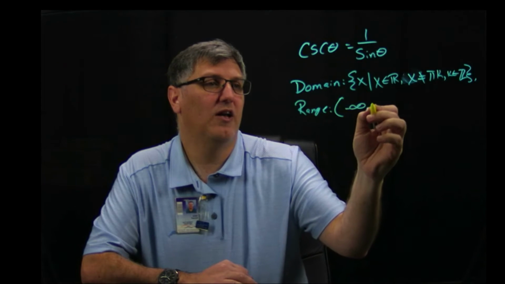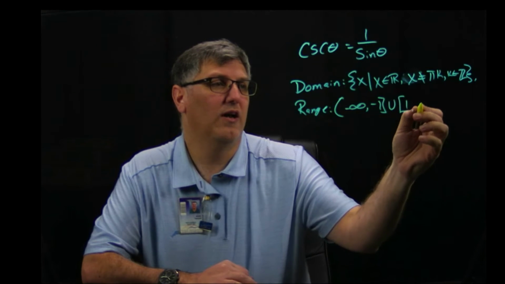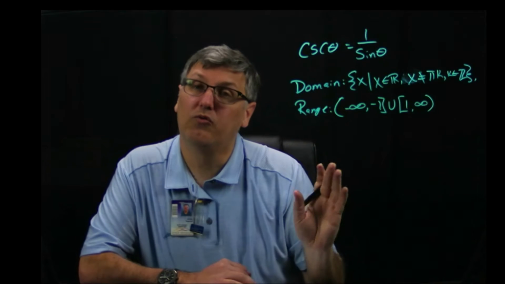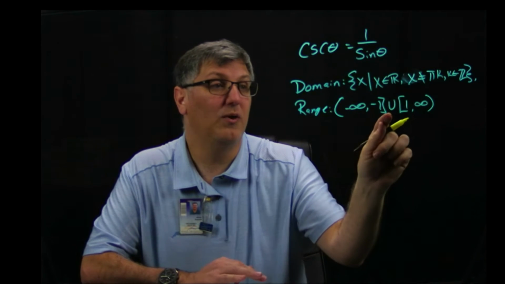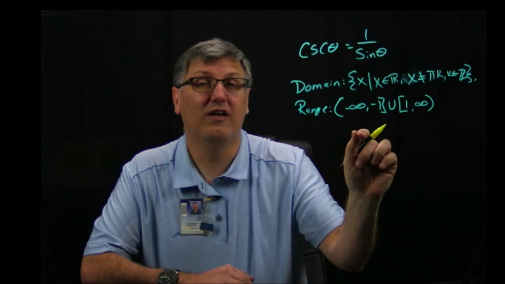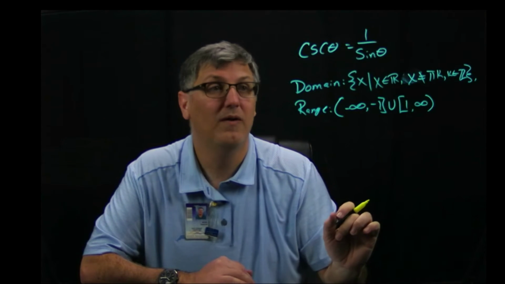My range is going to be, we're going to go from negative infinity up to negative 1. We're going to skip over to 1, and we're going to go to infinity. What's really interesting about this is in this gap right here between negative 1 and 1, that's where sine's at. Sine is between negative 1 and 1. Cosecant is everywhere else sine isn't, but they do share negative 1 and 1.